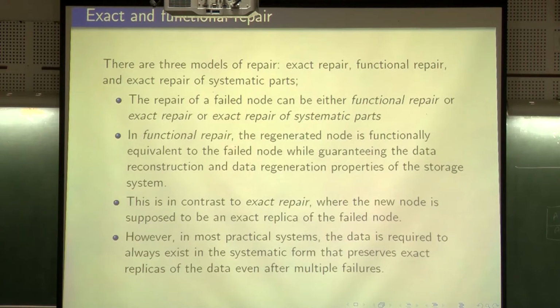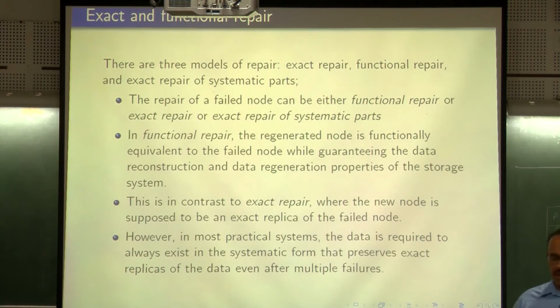The other one is called exact repair, which you can understand. When a node fails, the regenerative code has to actually prepare the exact node. Exact repair is more attractive because whatever was lost is there again. Of course, exact repair throws up a bit more issues. There are other problems, but that is the main thing.